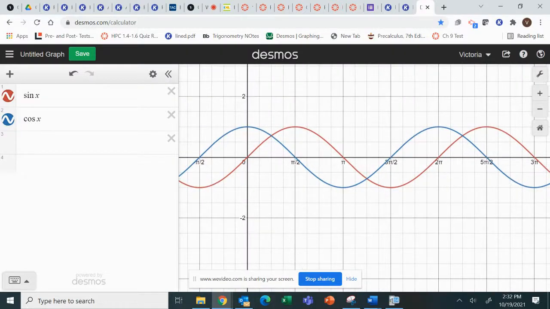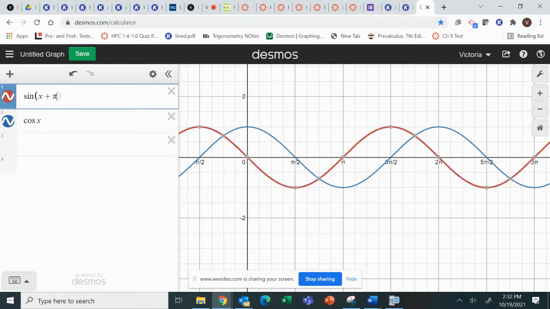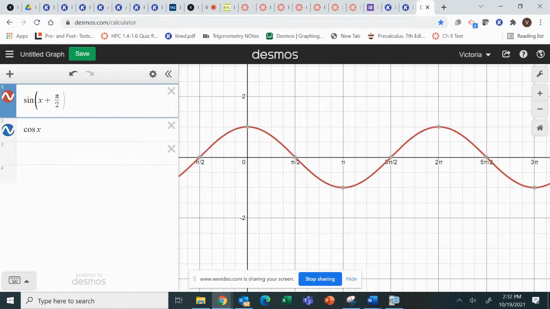Do you see how they're nice, smooth curves? And literally this point to this point is how far apart horizontally? 90 degrees, pi over 2. So if I were to take my red one and subtract pi over 2, they're now exactly the same.